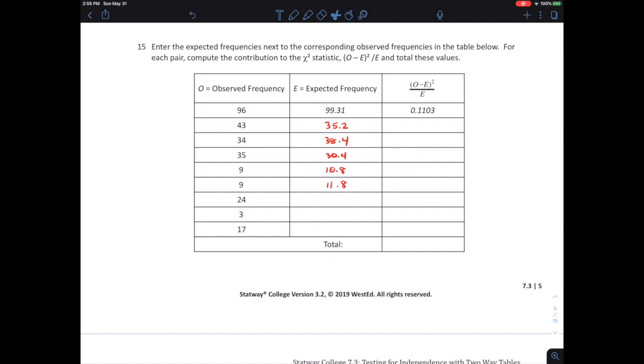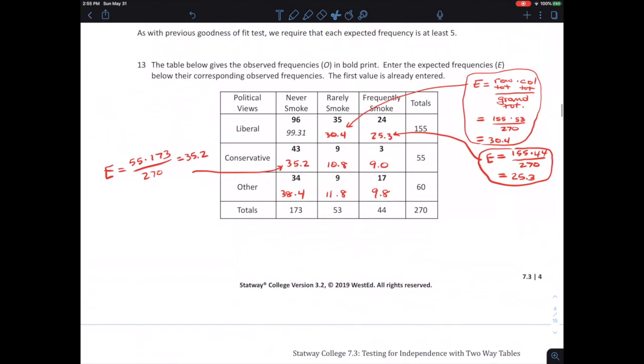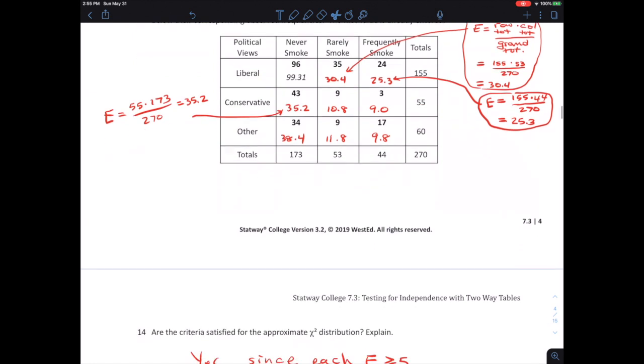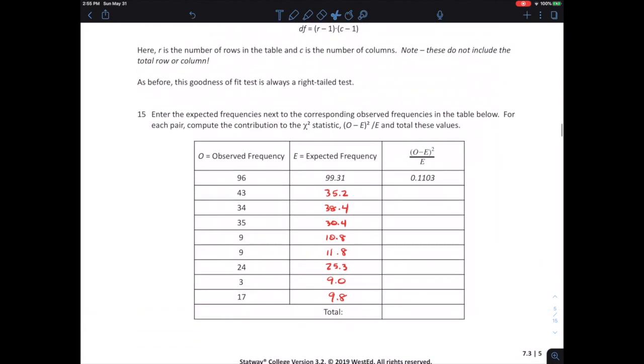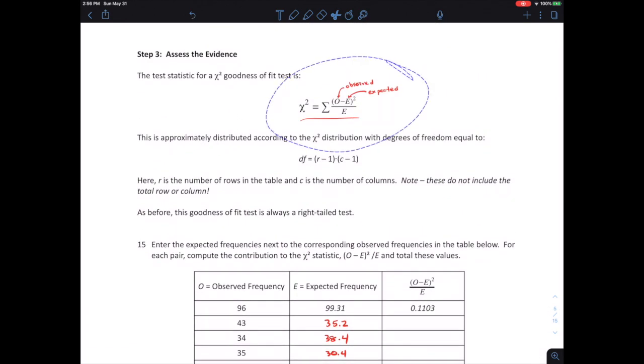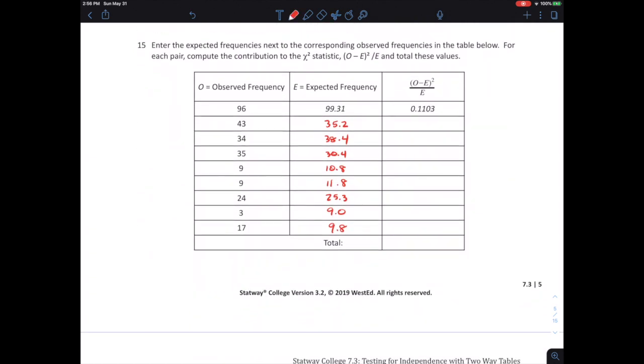And the last 3 are the last column of the table, of course. Now we're working on the chi-square statistic, and again, on the chi-square statistic, we have to sum up the O minus E squared over E computation for every outcome of the experiment. So here we go. First one's done.